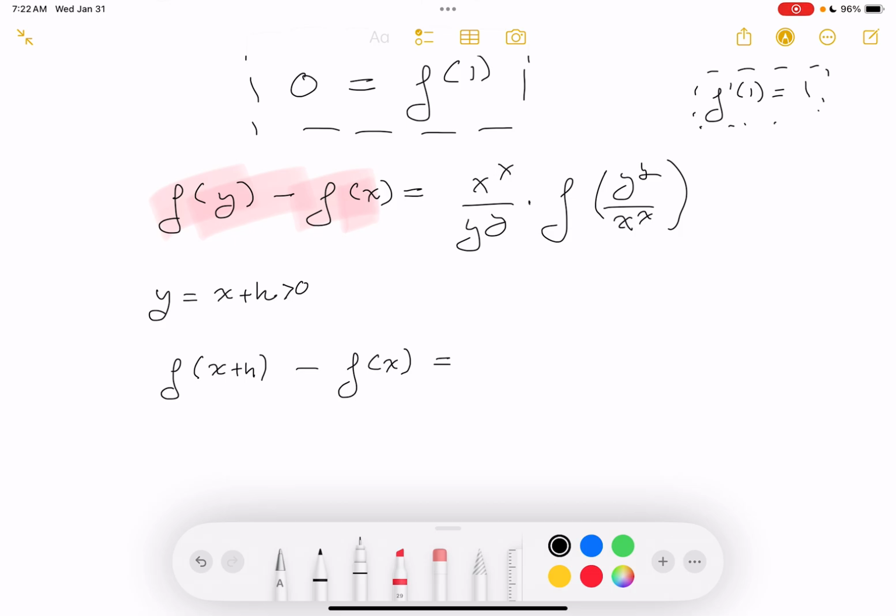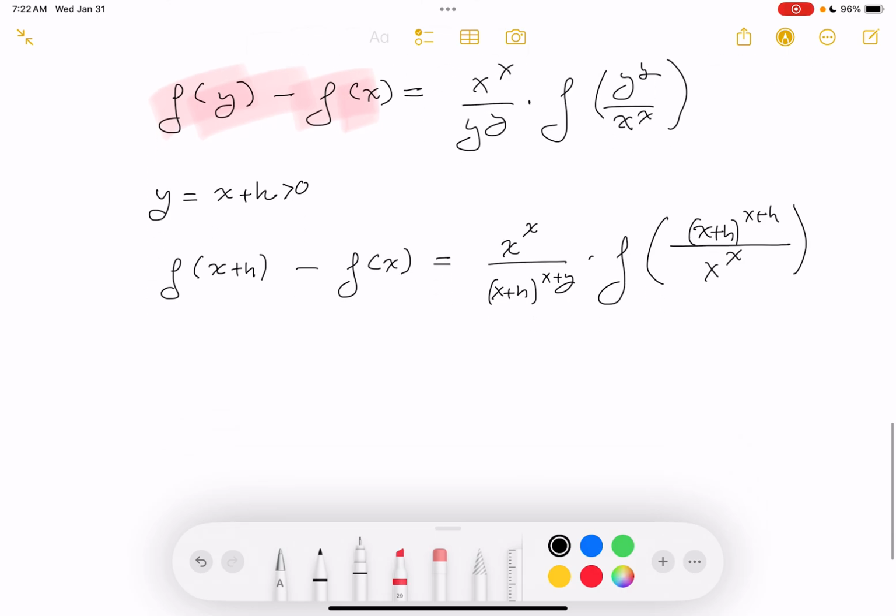All right? So what do you get over here? Well, you get x to the x. And then what do you get in the bottom? Well, remember, y is x plus h. So I get x plus h to the x plus h, and that's over x to the x. All right, so I'm going to say that's relatively simple, but I still don't have the derivative, and what I need to do is divide both sides by h now.